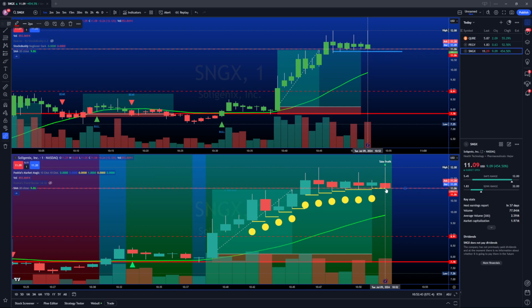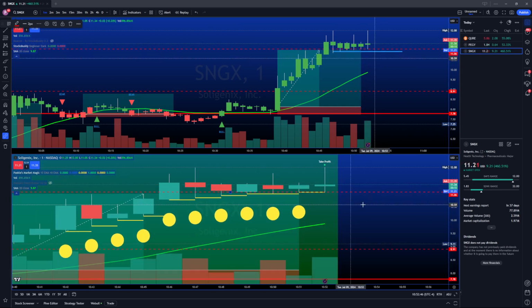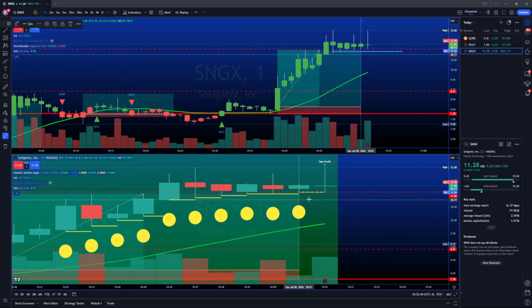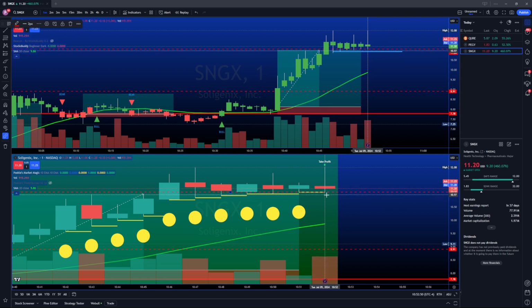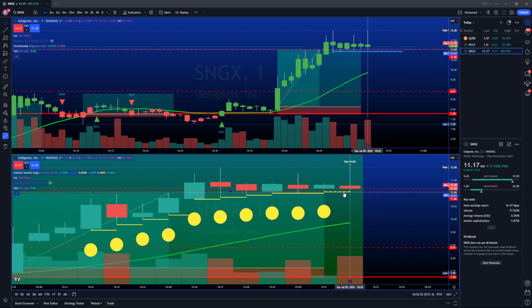We just invalidated it. Did we? I don't think we did. Sorry, I lied. It's 1106. Oh yeah, 1105. All right, so right here would have been the second lock profit. So that's another 75% sold.